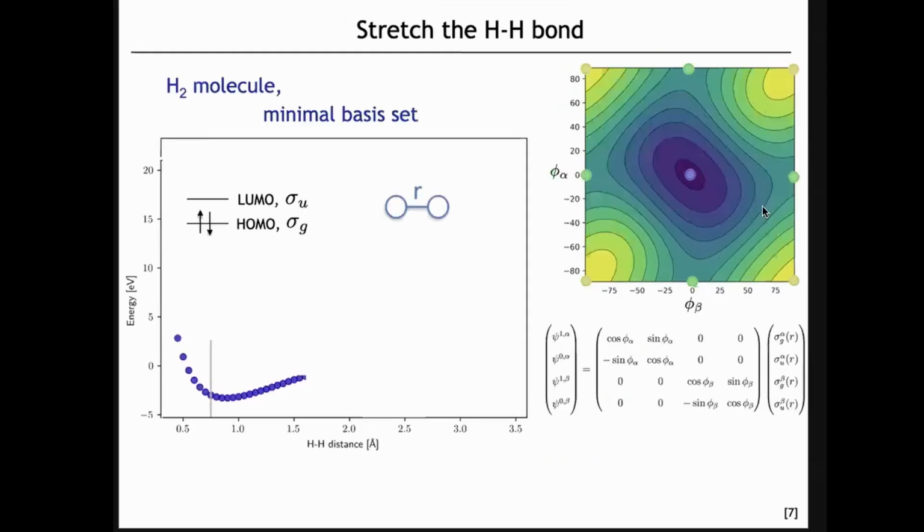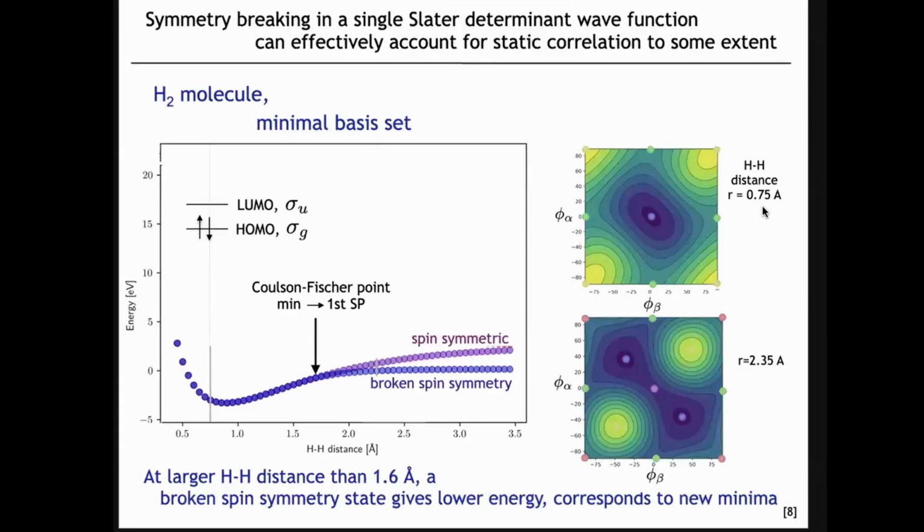Now let's stretch the bond a bit, and so we can see here the ground state energy surface for the H2 molecule. At some point, you reach this so-called Coulson-Fischer point, and the energy surface changes qualitatively. Look at that. What used to be a minimum at phi alpha and phi beta equal to 0 now becomes a first order saddle point.